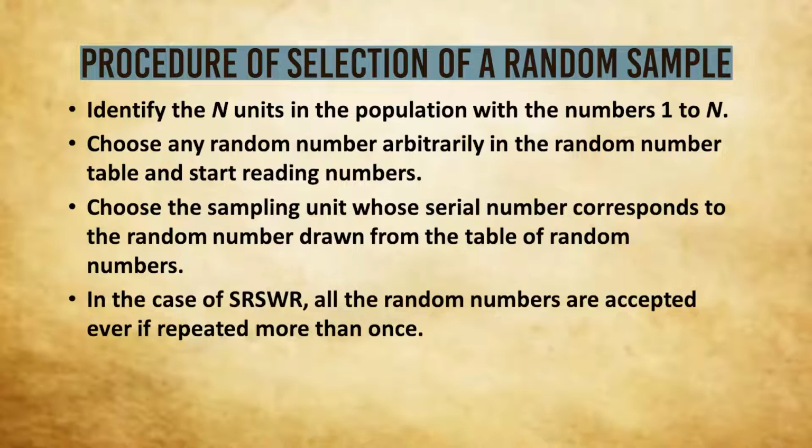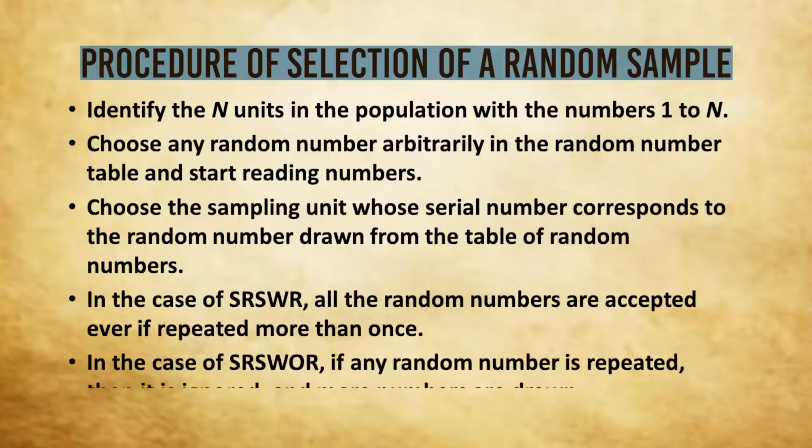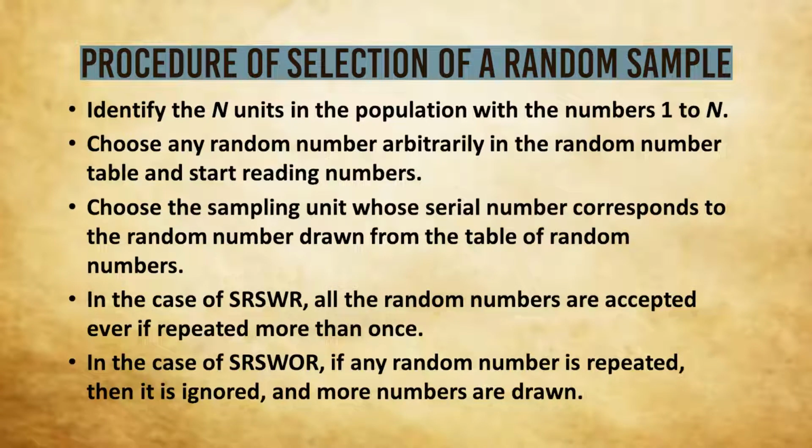Now in case of SRSWR, the same member can be selected again, while in case of SRSWOR, we cannot select the same member. That means if the same population unit with the same serial number comes up, we will reject that population unit for the subsequent drawings. So this is how we will select in practice a random sample, both SRSWR and SRSWOR.